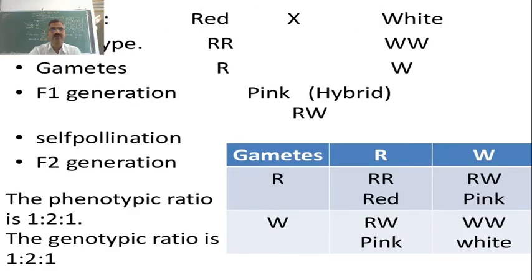This is the one which I have already written on the board. For the parent, we have taken the genotype, gametes, capital R and capital W. They have given like that, of course, but you should write capital R, small r. F1 generation: this is the phenotypic ratio, and the genotypic ratio remains the same, that is 1:2:1. So this is what we have got in the case of incomplete dominance.